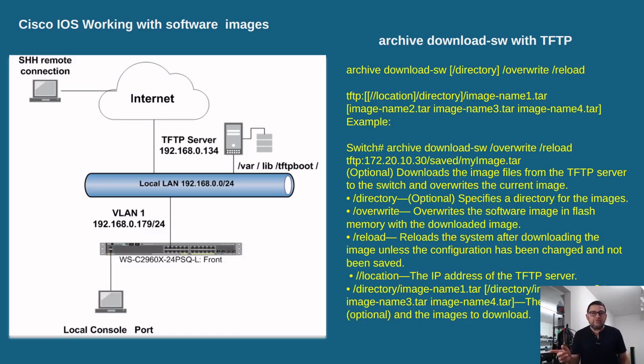So let me go to the CLI and let me show you how to upgrade this from a TFTP server, like the diagram that we have in here. We are basically connecting to a local console port. We already assigned one IP address to VLAN 1. The TFTP server is this one right here. You can also reach the server using a remote connection, SSH, and you can upgrade using TFTP, FTP, or Secure Copy Protocol. So let me show you how to execute that.